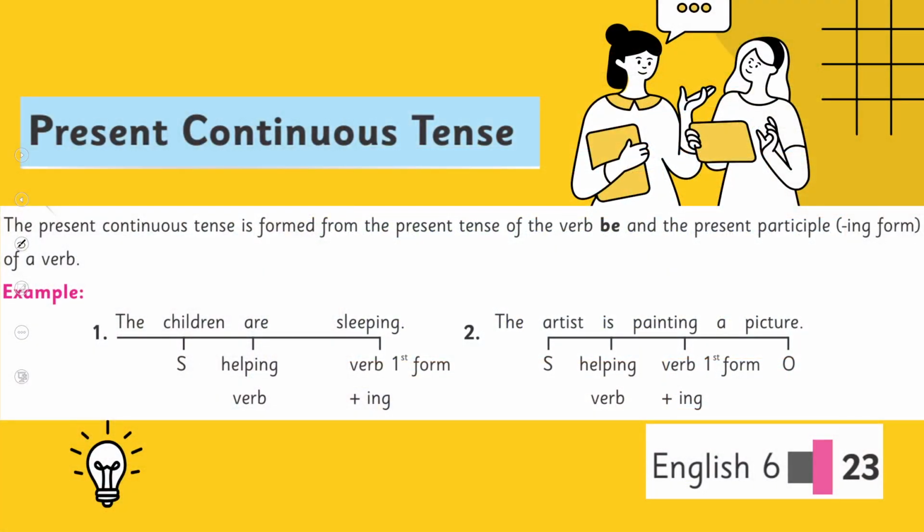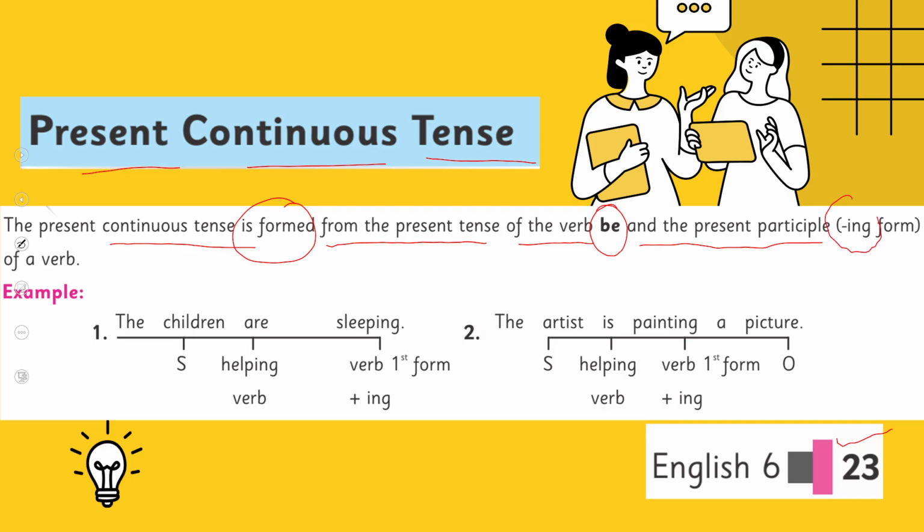Now, from your book's page number 23, let's read how we can form present continuous tense. The present continuous tense is formed from the present tense of the verb be and the present participle or ing form of a verb. So let's look at an example which has broken it down for you. The sentence: the children are sleeping. This is an example of present continuous tense used in a sentence.